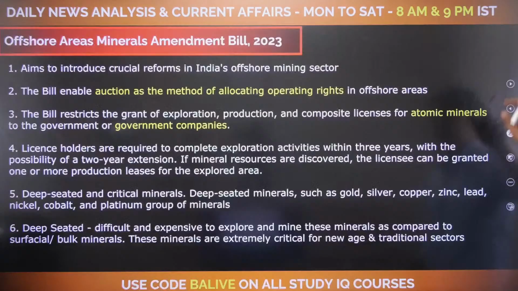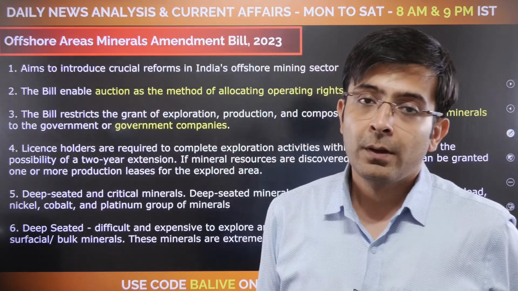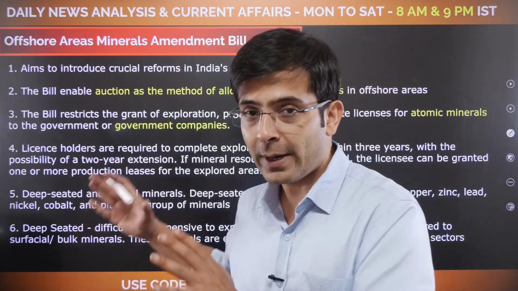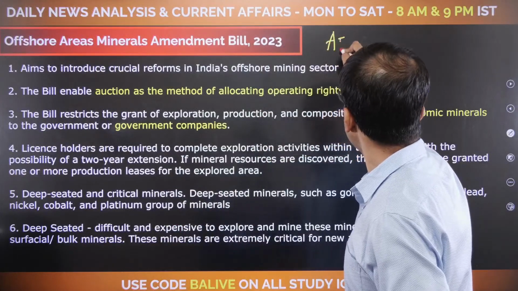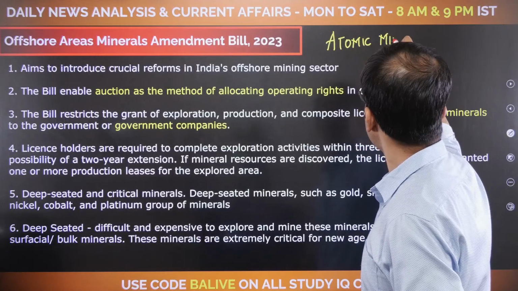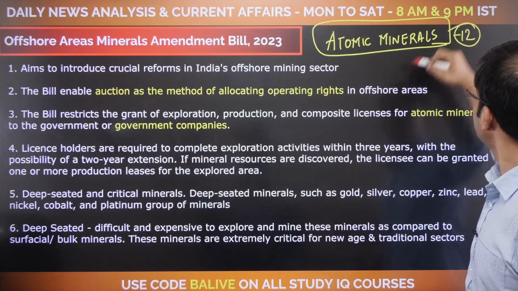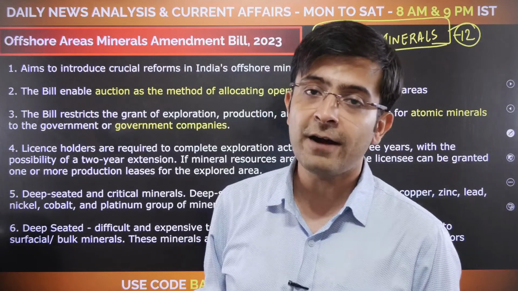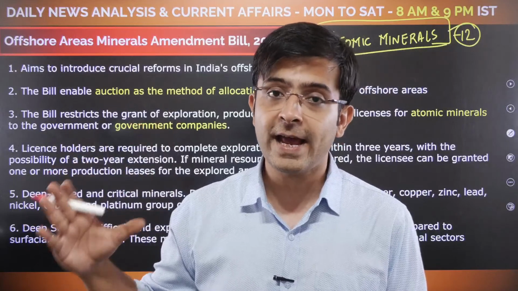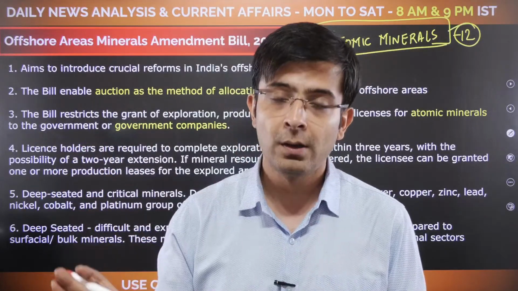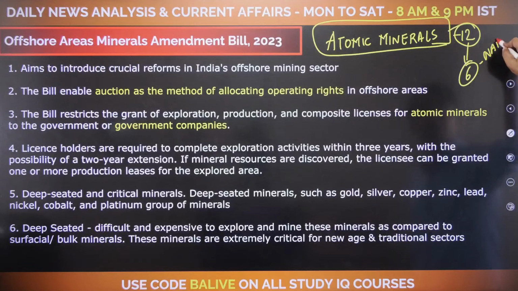Okay. All right. Let's look at the last one. The last topic, the last bill, the Offshore Areas Minerals Amendment Bill. Now what has happened, I'll explain it to you in 2 minutes, then we'll look at the particular components. Up until now in India, you have a bunch of minerals that were categorized as atomic minerals. There were 12 of them. Now what has happened is after this bill has been passed, 6 minerals have been non-classified as atomic minerals, which means they are no more atomic minerals. So 6 of them are now non-atomic minerals.